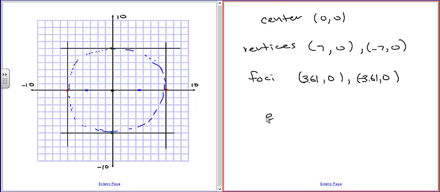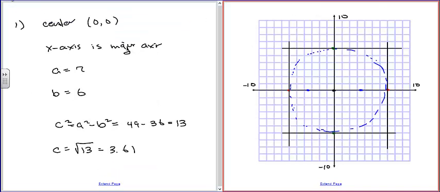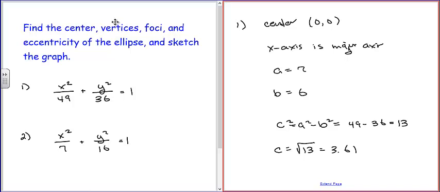And the eccentricity is c over a, and c is 3.61, and a is 7. So if you take that ratio, you get 0.5. The closer this is to 0, the closer it is to a circle. So I think I've answered all the questions here: center, vertices, foci, and the eccentricity, and sketch the graph. Okay, so we're good.